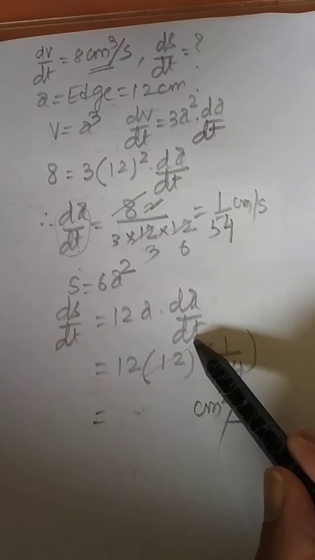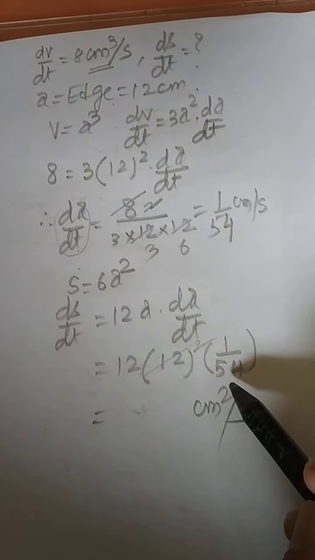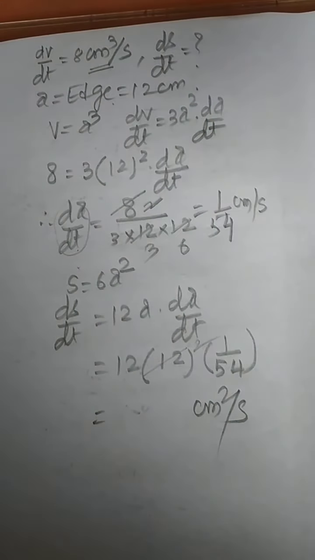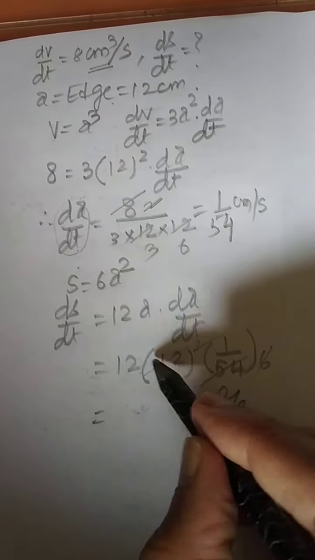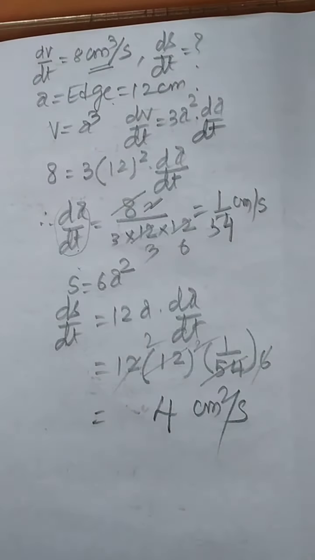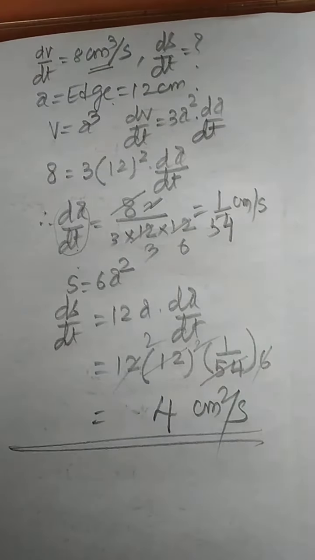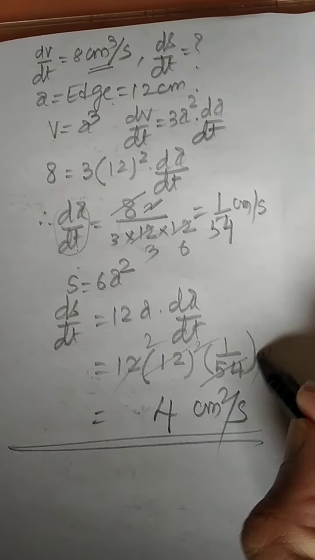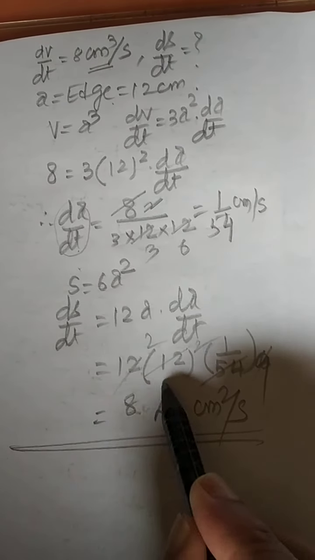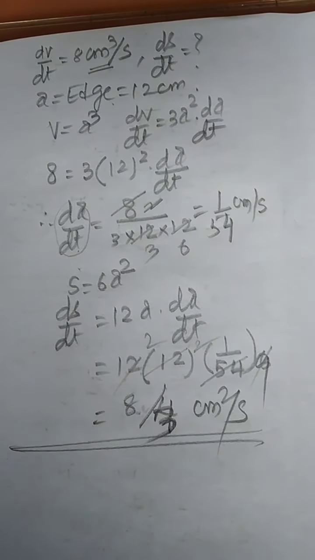So 6 2s are 12, 6 and 6 cancel, and over here it is 2. Here 9 will come, no? So it is 8 by 3 centimeter square per second. 8 by 3. Okay.